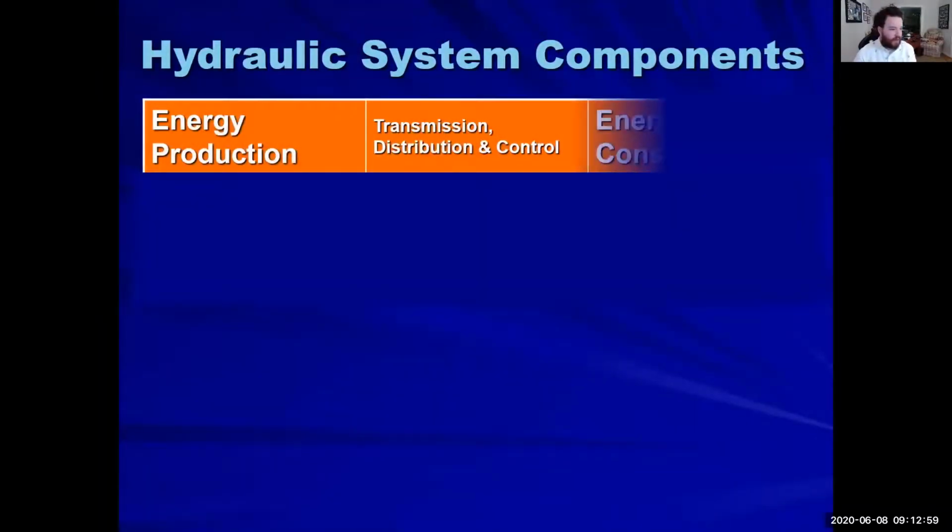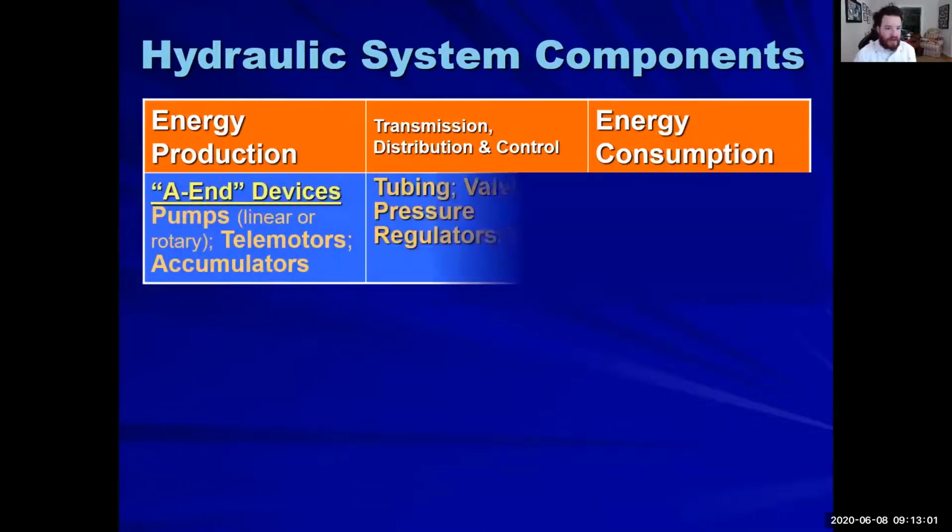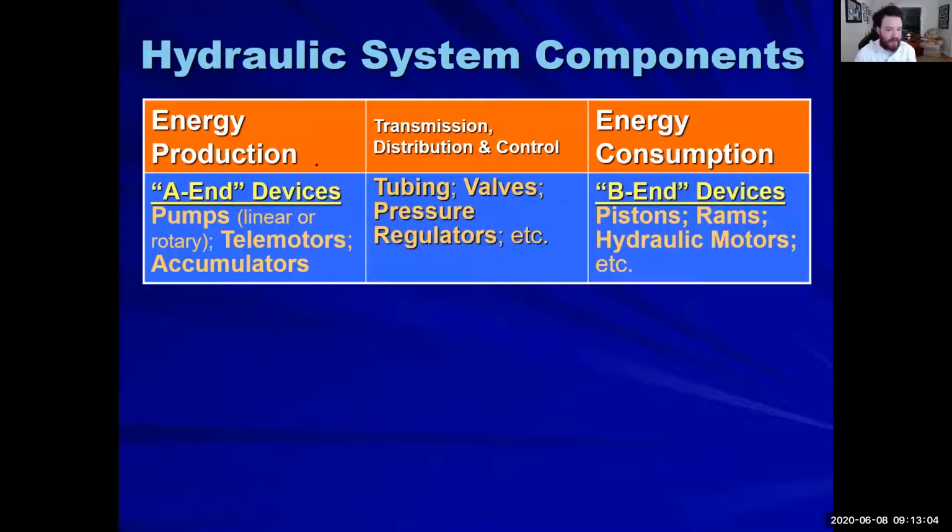So we have a couple of different things. We have our energy production, that's going to be our A end devices, so our pumps, linear, rotary, telemotors, accumulators. We have our transmission, distribution, and control, so any of our tubing, valves, pressure regulators. And our energy consumption, our B end devices: pistons, rams, hydraulic motors, everything like that. So we have what's producing the energy, what's moving or transporting that energy, and then our energy consumption.